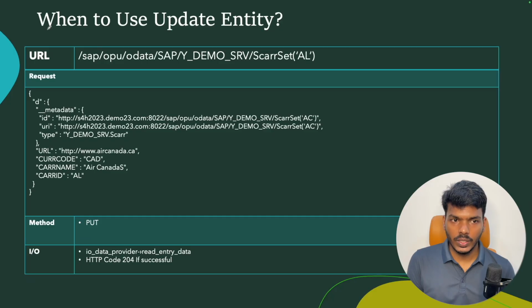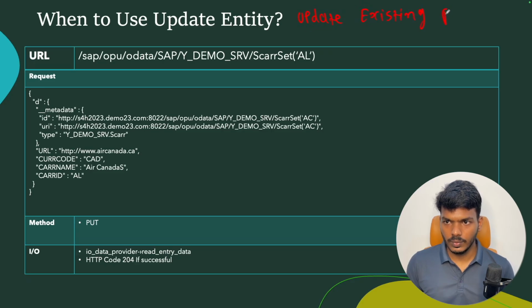Hi team, in this video we will see how you can implement the PUT option of your OData API by redefining the update entity method of the DPC extension class. So let's get started. Again we have the same question: when to use update entity? Whenever you want to update or modify an existing record of the database, you will go for update entity.